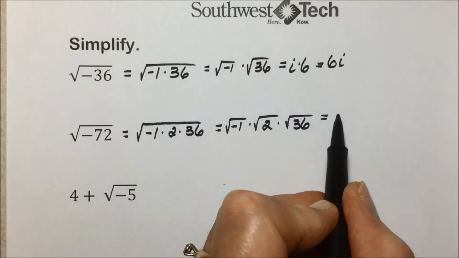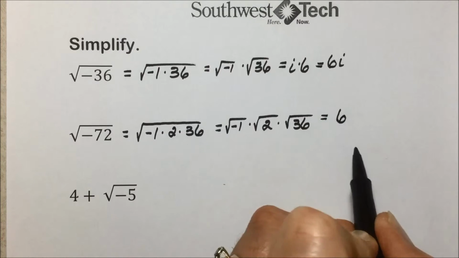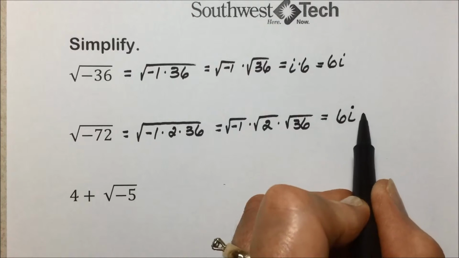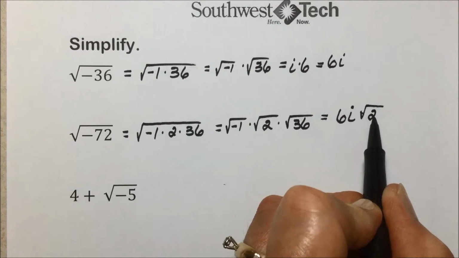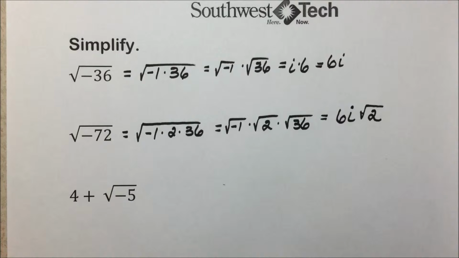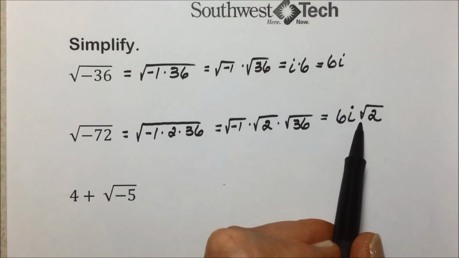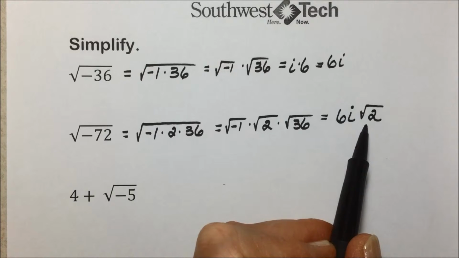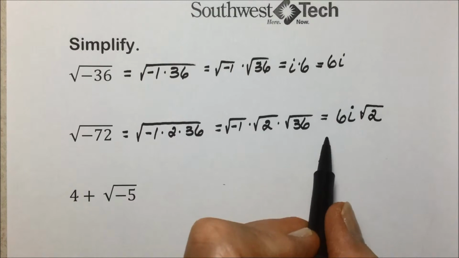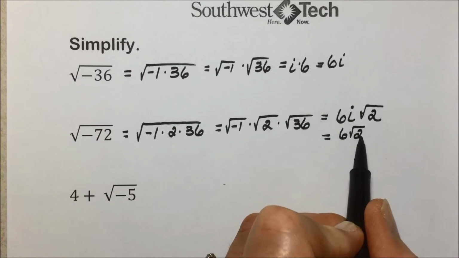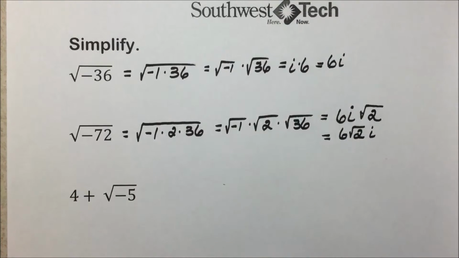So putting them in order, we will have a 6 from the square root of 36, and i, and the square root of 2. It's just so that we have no confusion that the i is underneath the radical, that we put it in front of the radical. We also could have put 6 square root of 2 as our answer with the i, but just to make sure it's clear that the i is not under the radical.